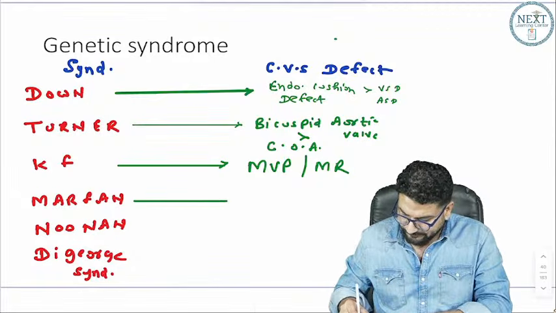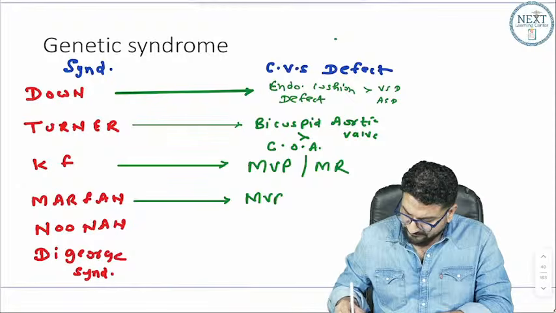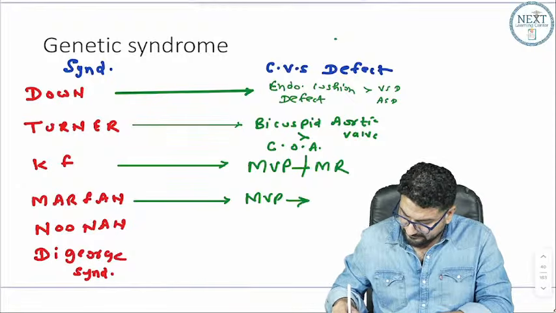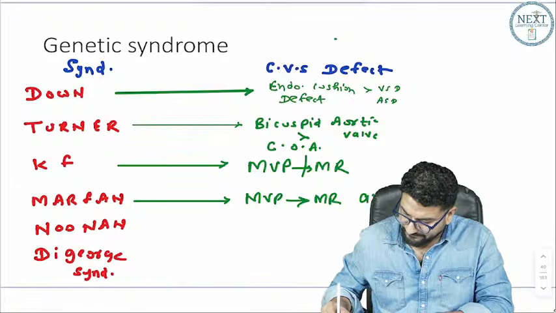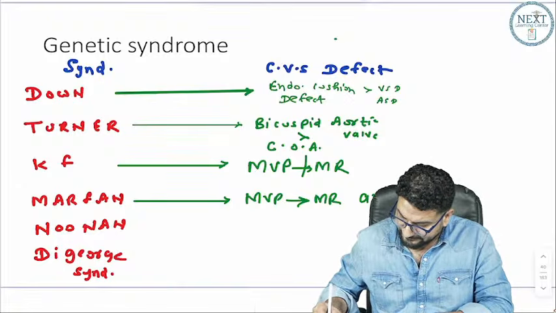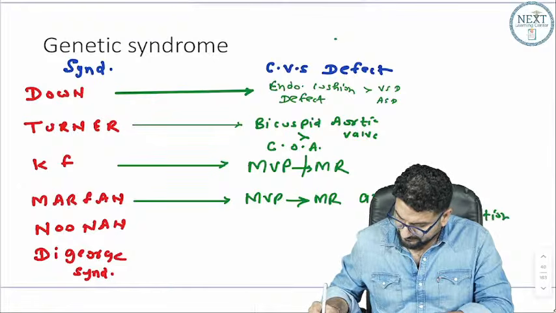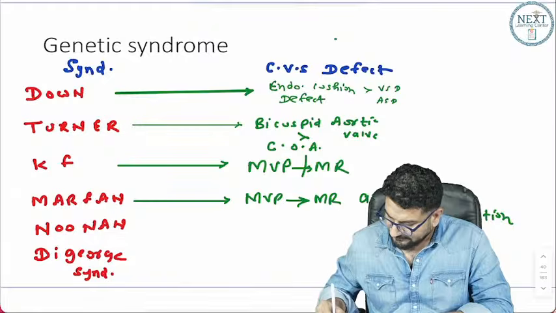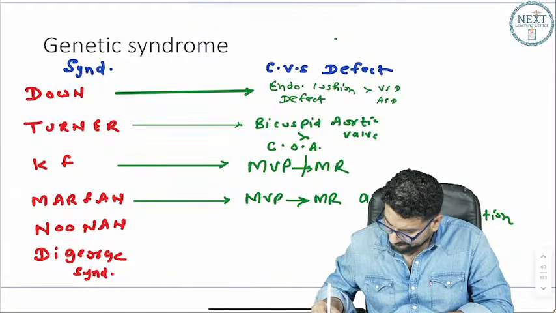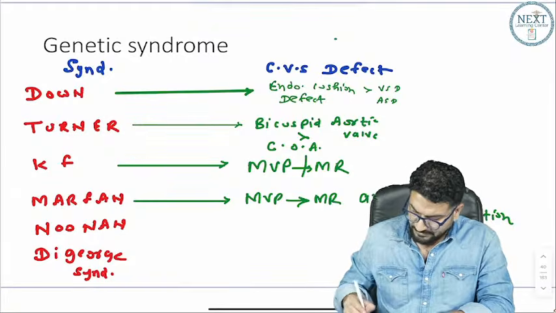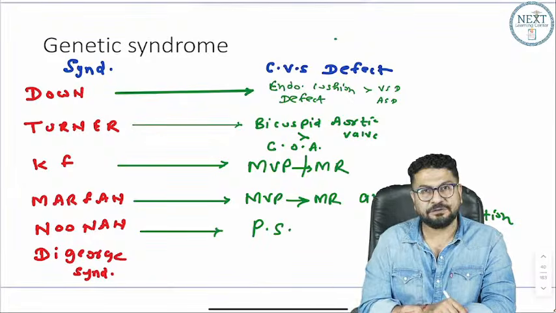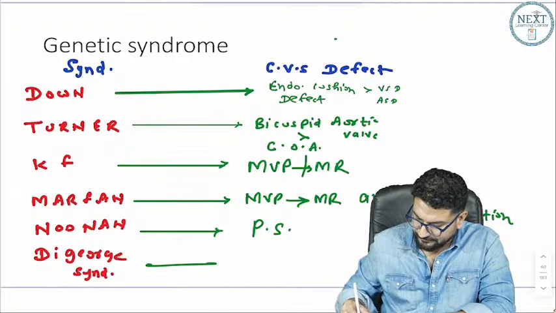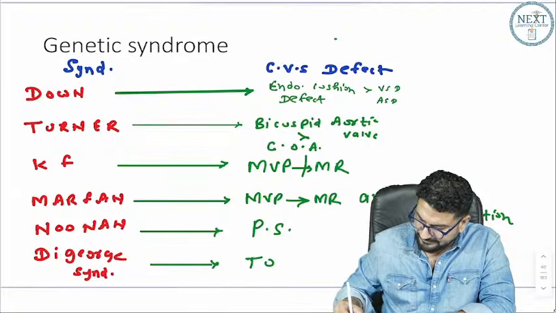In Marfan syndrome, you can get the same thing. Mitral valve prolapse, which can convert later into MR. Just remember, Marfan syndrome patients can also develop aortic dissection, and this aortic dissection is the cause of death. Noonan syndrome, ये भी क्वेश्चन आया हुआ है. You will get PS, pulmonary stenosis. DiGeorge syndrome, this question also came in exam. You will get pathology of thymus.